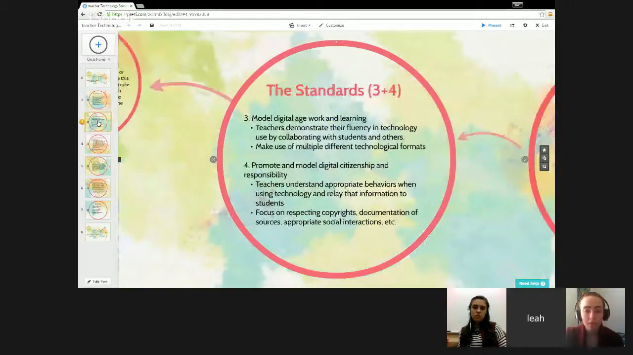3 and 4 are model digital age working and learning, which means that teachers demonstrate their fluency in technology use by collaborating with students and others, and they make use of multiple different technological formats. 4 is promote and model digital citizenship and responsibility. Teachers understand appropriate behaviors when using technology and relay that information to students. And they also focus on respecting copyrights, documentation of sources, appropriate social interactions, and other.